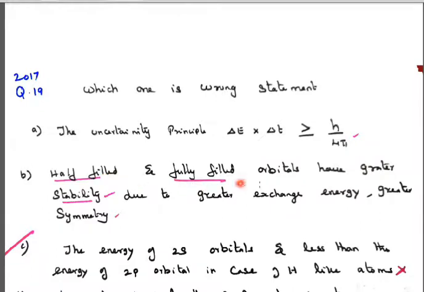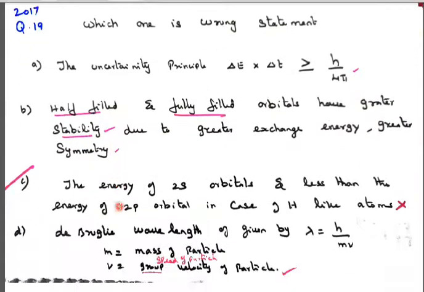Half-filled and fully filled orbitals have greater stability due to greater exchange energy and greater symmetry. That too is a correct answer. The energy of the 2s orbital being less than the energy of the 2p orbital in the case of H-like atoms is wrong. Let us see the derivation.